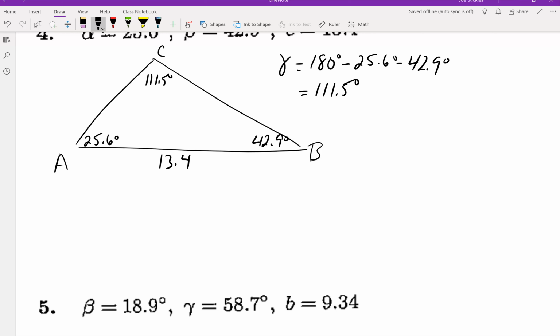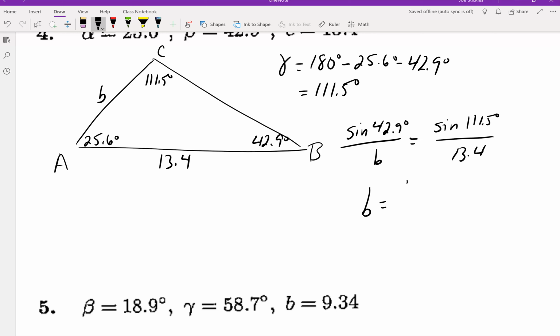All right, so now I can figure out A or B. It doesn't matter. I just need one of them, because as soon as I find one of them, I have two sides and the included angle, and I'm done. Ordinarily, from my rule of thumb I like to give you, I try to find the bigger side first, so let's just keep with that. Sine of 42.9 over the B is sine of 111.5 over the 13.4. So B will be 13.4 sine of 42.9 over sine of 111.5.